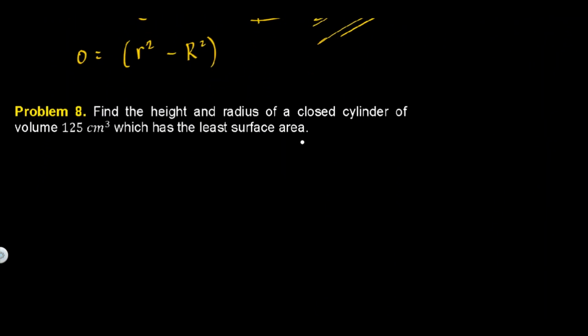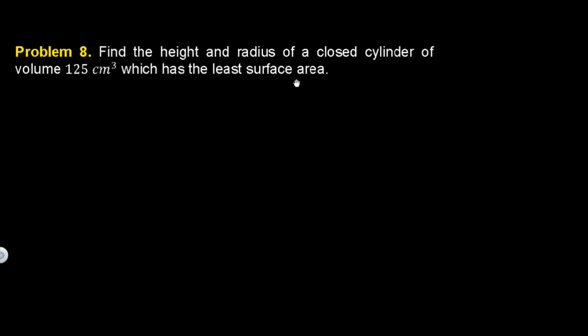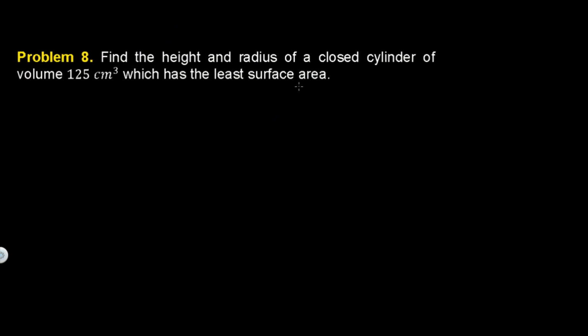Yes. Okay, let's try number 8. Find the height and radius of a closed cylinder of volume 125 cm cube, which has the least surface area. Okay, so parang ito rin yung kanina. Okay, so sige, solution. Height and radius, no? Closed cylinder din. So kapag closed cylinder, so volume muna. Volume is equal to pi r square times h, no? Equal to 125. Solve for h. Sige, solve for h na lang.